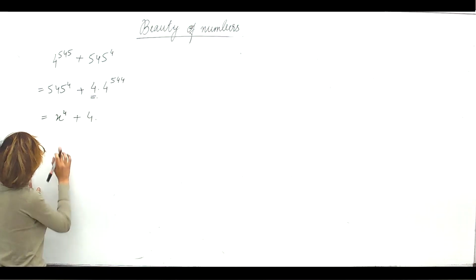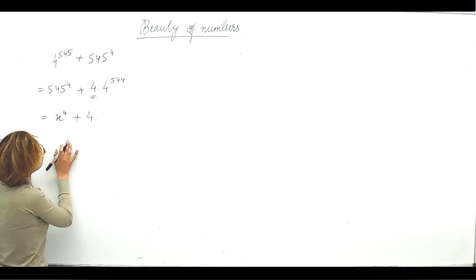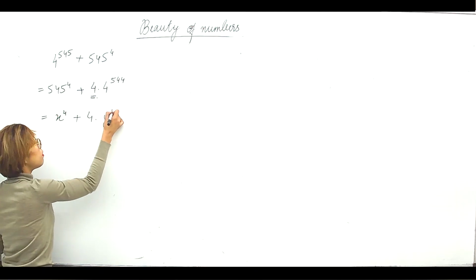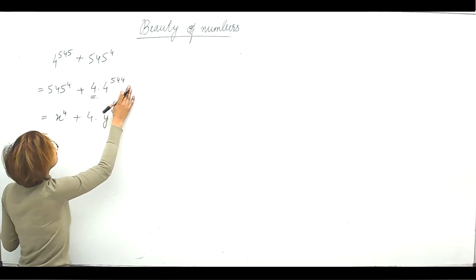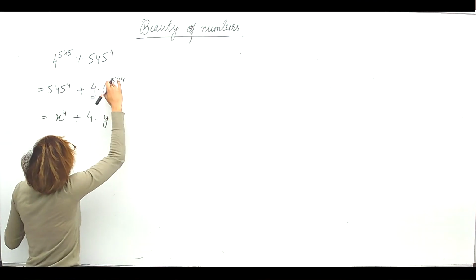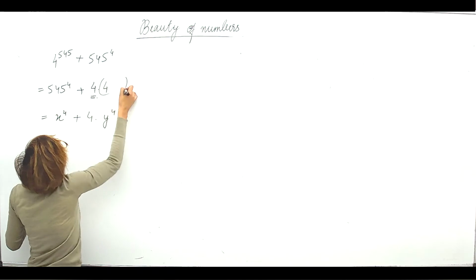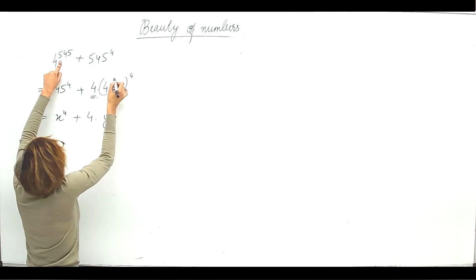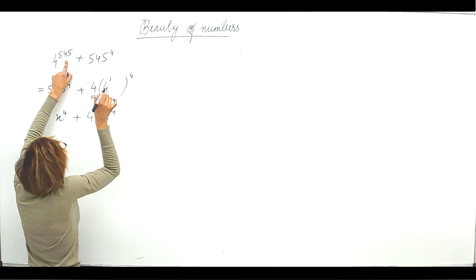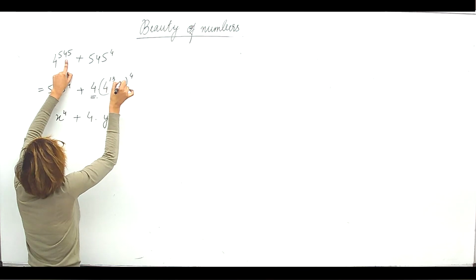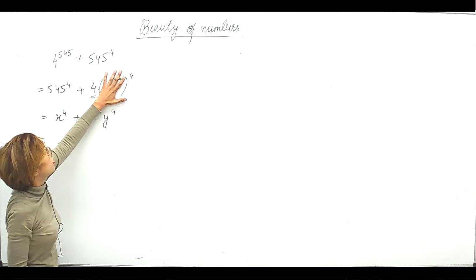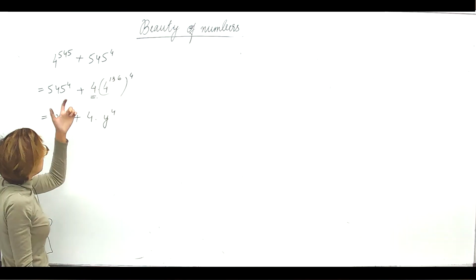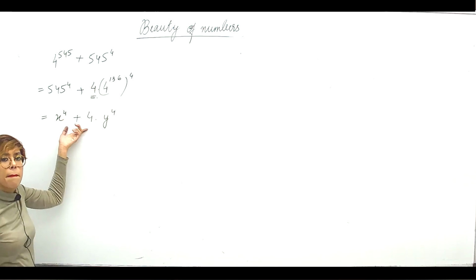Now here we have x raised to 4, and we can write the other as y raised to 4, because this number is divisible by 4 now. So how is it divisible by 4? We ultimately need 5 raised to 4. So I put y like this. So basically my polynomial is this.